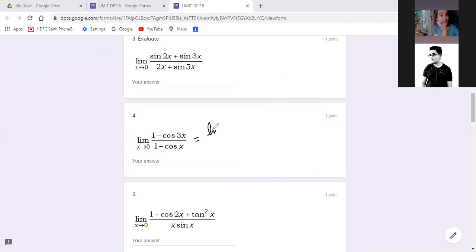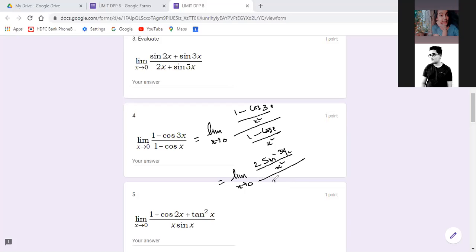Anyhow, those students who have to write it in the format: 1 minus cos 3x upon x square divided by 1 minus cos x upon x square. Divide numerator and denominator by x square. Then convert 1 minus cos 3x to 2 sine square 3x by 2, and 1 minus cos x to 2 sine square x upon 2. The 2 gets cancelled. Make it a whole square: sine 3x by 2 upon x, the whole square.